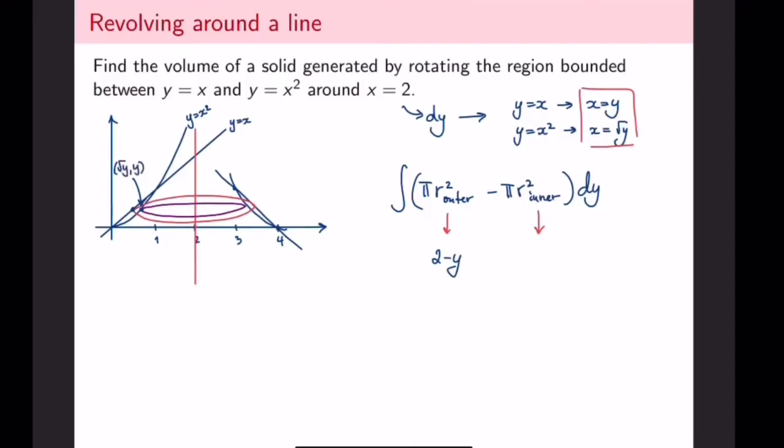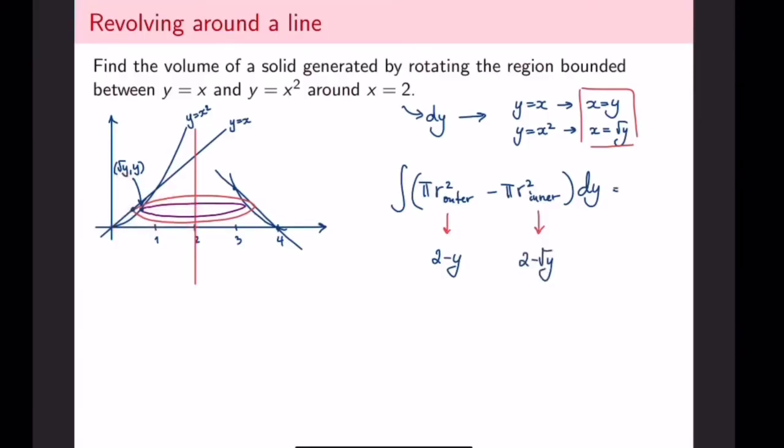And again, now I have to think about the inner radius, so this value here. Things that I know are that this whole thing is 2, and this thing is the x-coordinate of my point, which is root y. And I want this value. So the bigger minus the smaller, I'm going to get 2 minus root y.